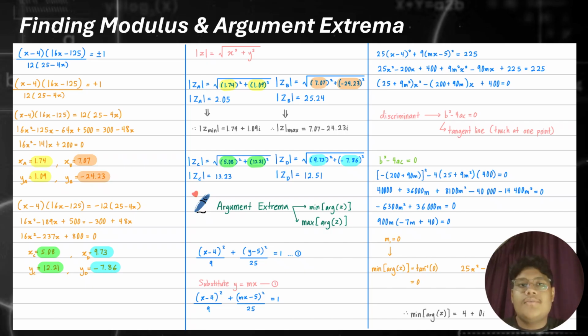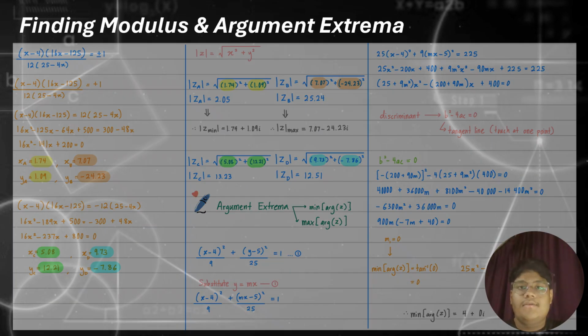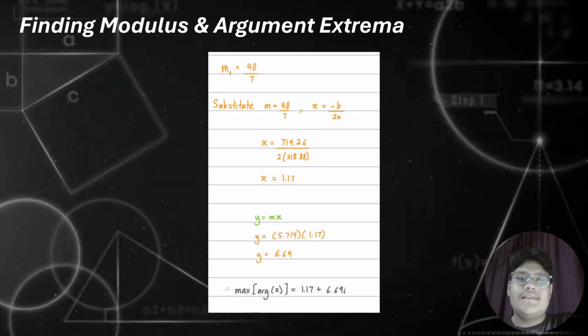Moving on to the argument extrema, we look for the lines passing through the origin that are tangent to the ellipse. So we substitute y equals mx into the equation and set the discriminant to 0. This ensures that the ellipse touches exactly at one point. Lastly, by solving the quadratic for m, it gives us two slopes.